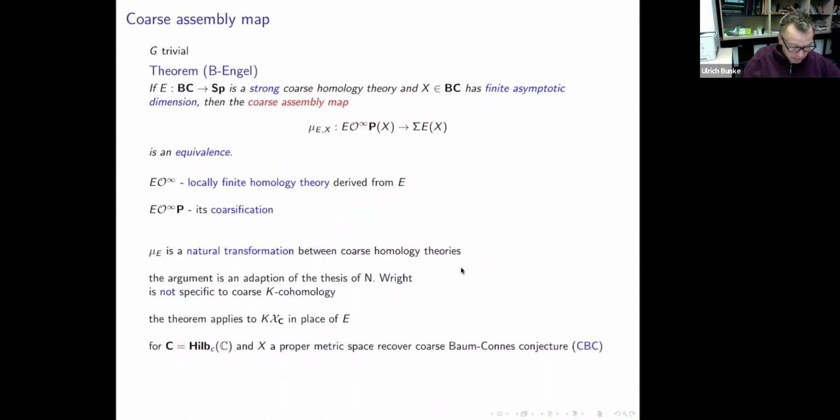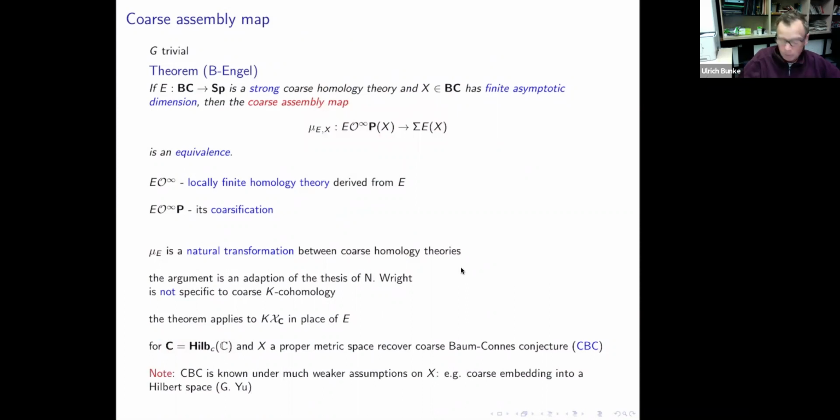But note that, in the case of K-homology, by arguments specific to K-homology, one knows a much better result. So one has much weaker assumptions on X versus this. For instance, if X embeds in a Hilbert space, we know that the coarse Baum-Connes conjecture holds, but the argument is specific to K-homology, while our argument does not use anything about K-homology, except that it is a coarse homology theory with some nice properties. Okay.